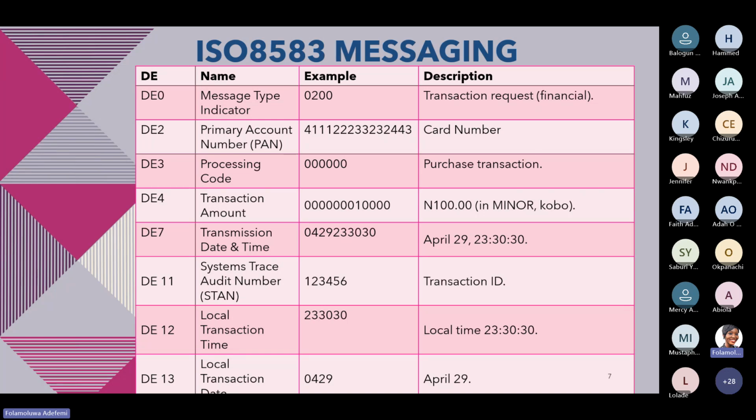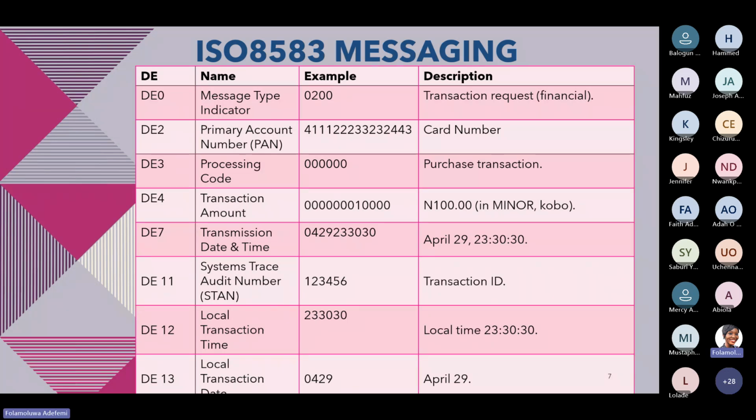So the processing code tries to focus more on what kind of transaction it is, right? So in a 0200, for example, we could have a 00, which is purchase transaction. We could have a 50, which is usually transfers. And so there's a whole list of codes for the different transaction types within a message type.